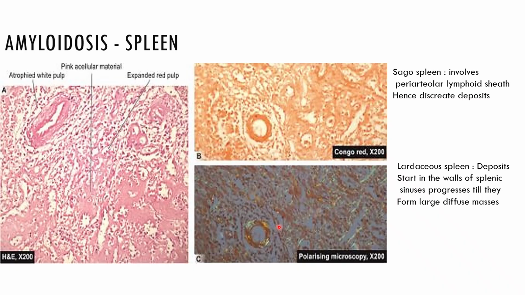So in sago spleen, there is involvement of the periarterial lymphoid sheath. This is the periarterial lymphoid sheath. In the lardaceous spleen, the deposit starts in the walls of the splenic sinuses. These are the splenic sinuses.